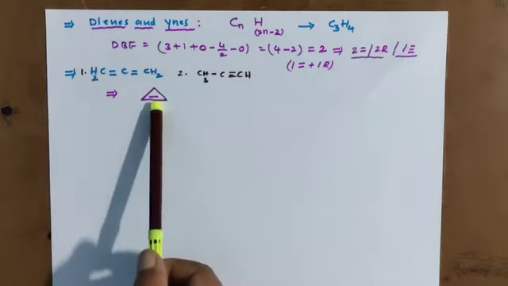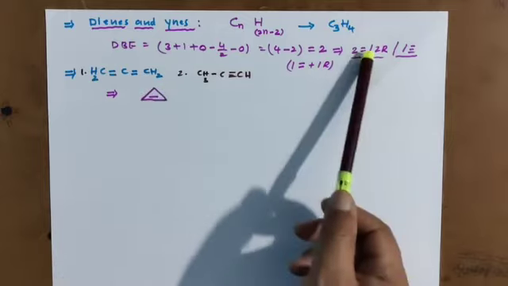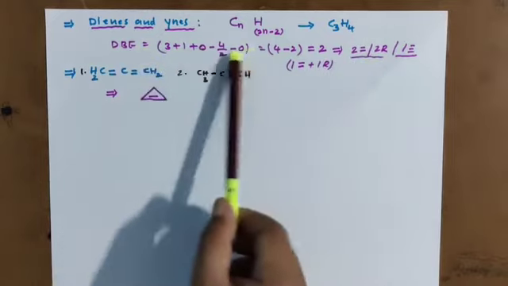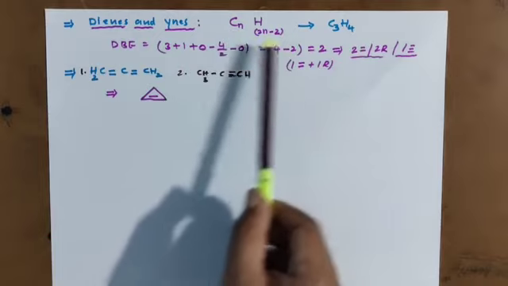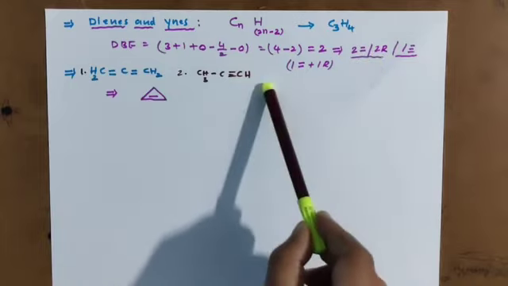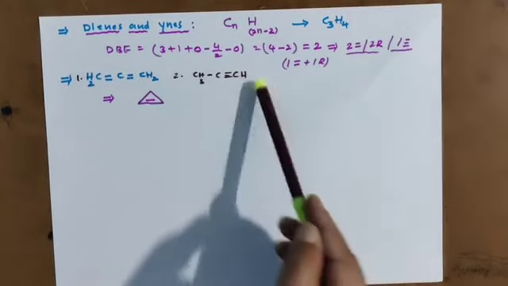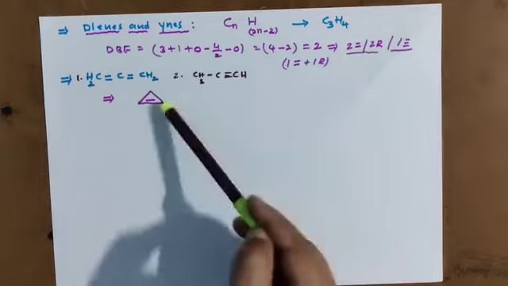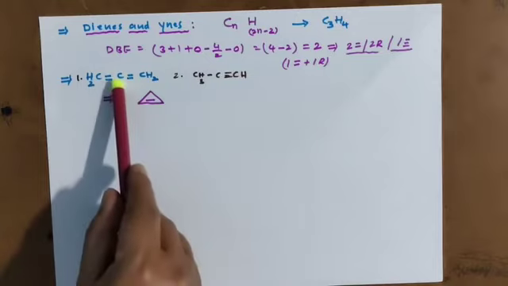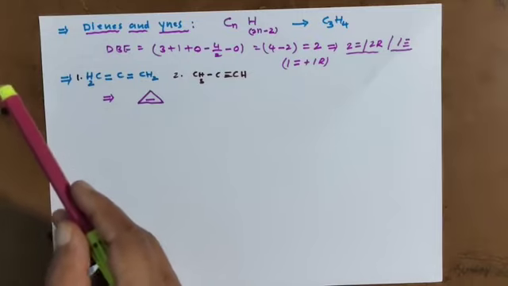So totally how many did you get? 1, 2, 3. Clear? Two rings is not possible here. For 2 rings we need 4 carbons, C4H6, meaning a 4-carbon cyclic compound with 2 rings. With 3 carbons you are not getting that. So this is a diene and this is a yne. These two are functional group isomers.